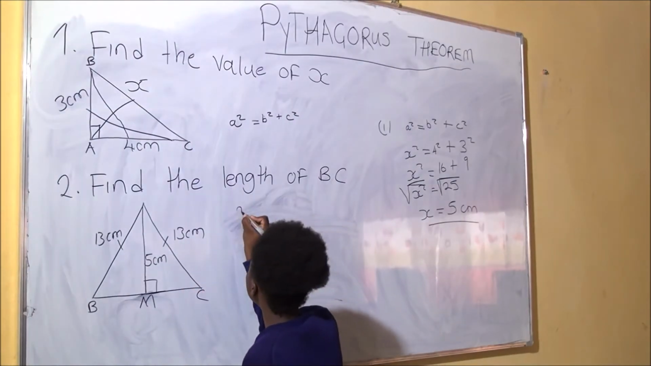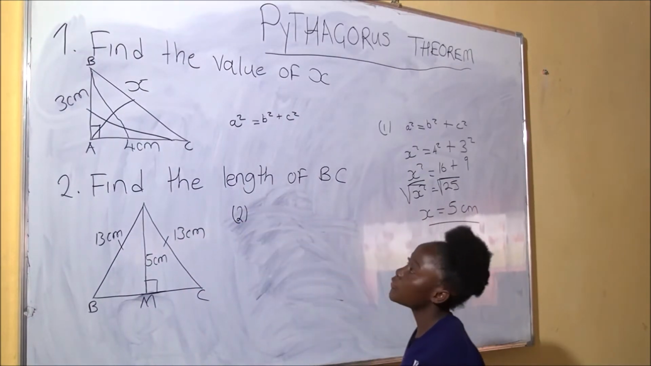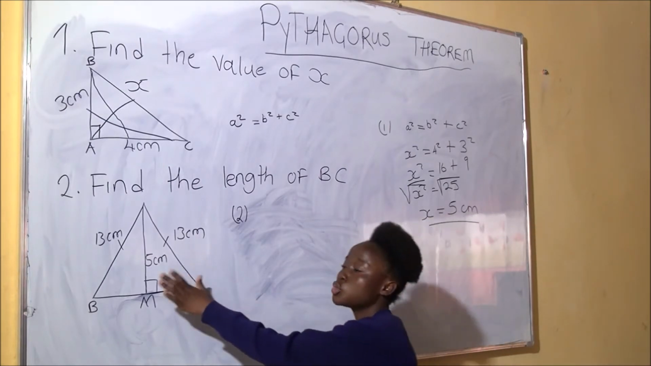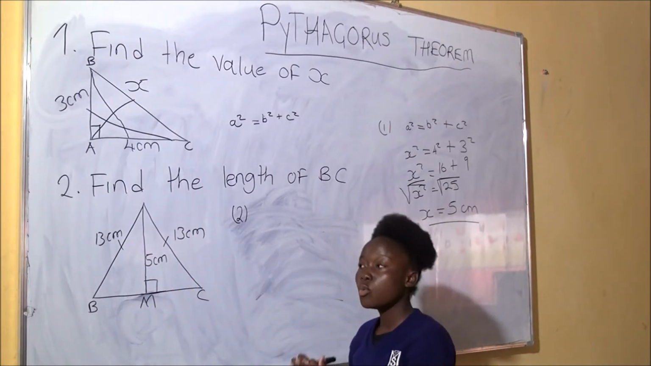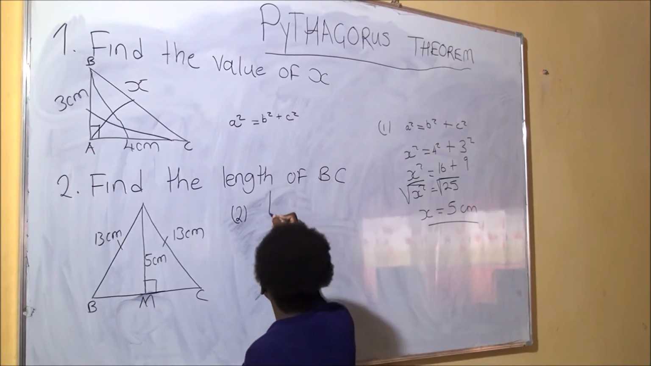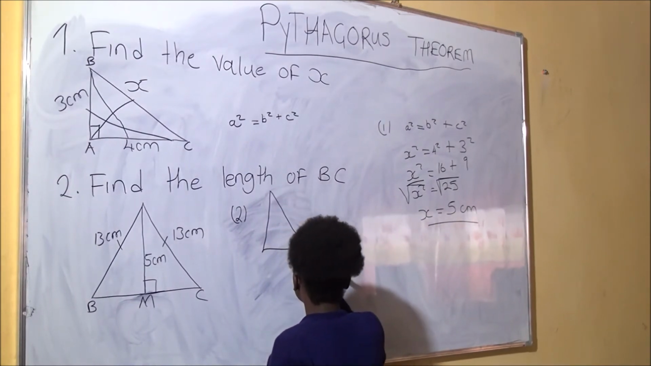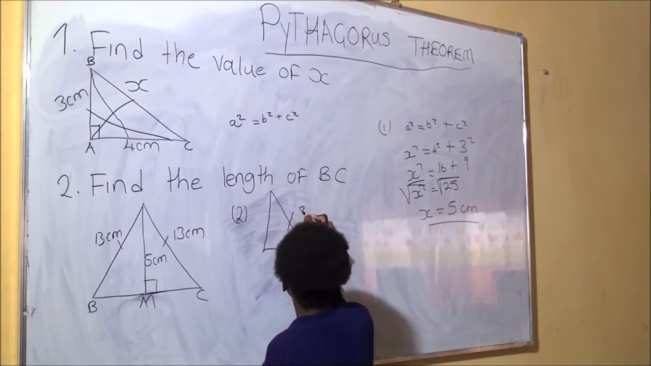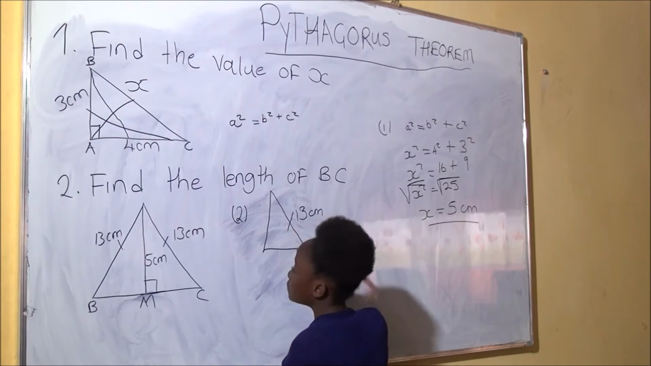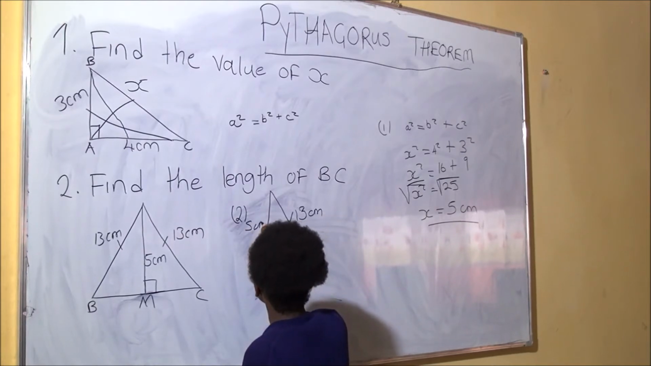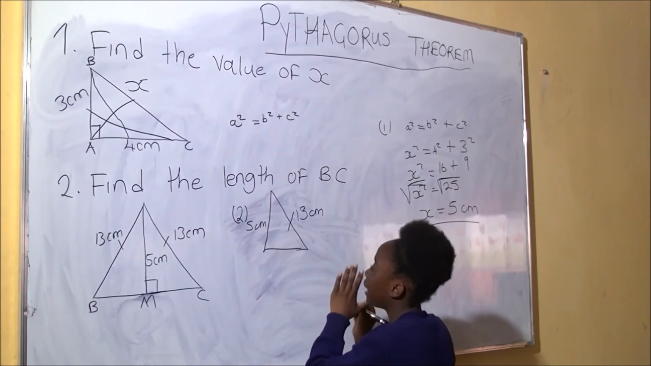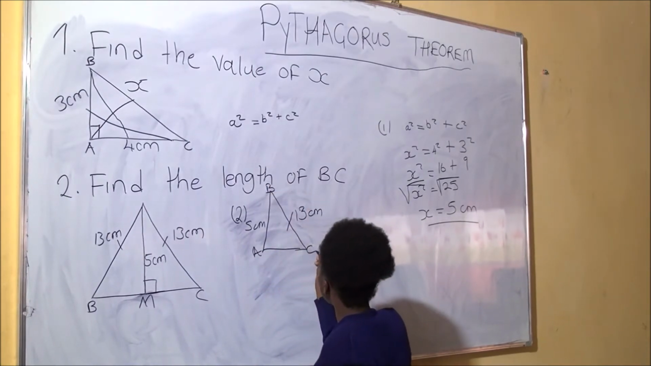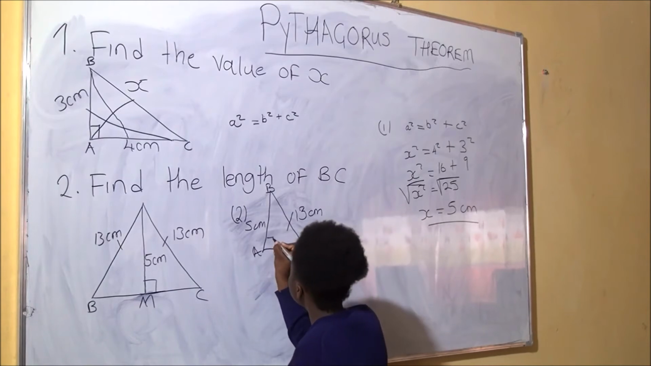Now question 2. In question 2, we have been told to find the length of BC. So in order for us to find the length of BC, there are 2 triangles which have been combined. We'll have to separate them and copy them the way they are and the numbers the way they are. One will be A, one will be B, and the other one will be C. Here we write our A, here we write our B, and here we write our C. Then here there's a 90-degree angle.